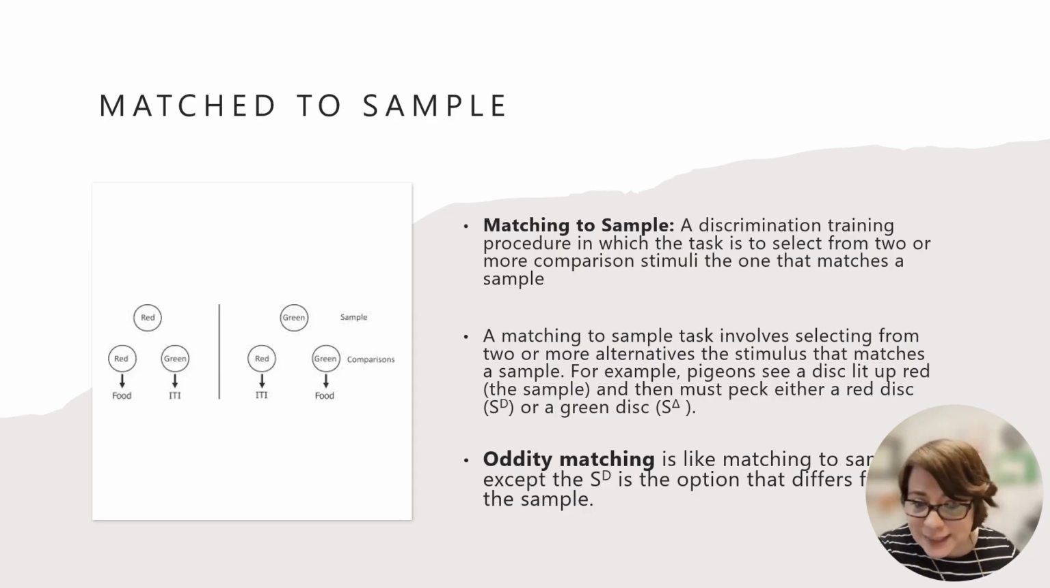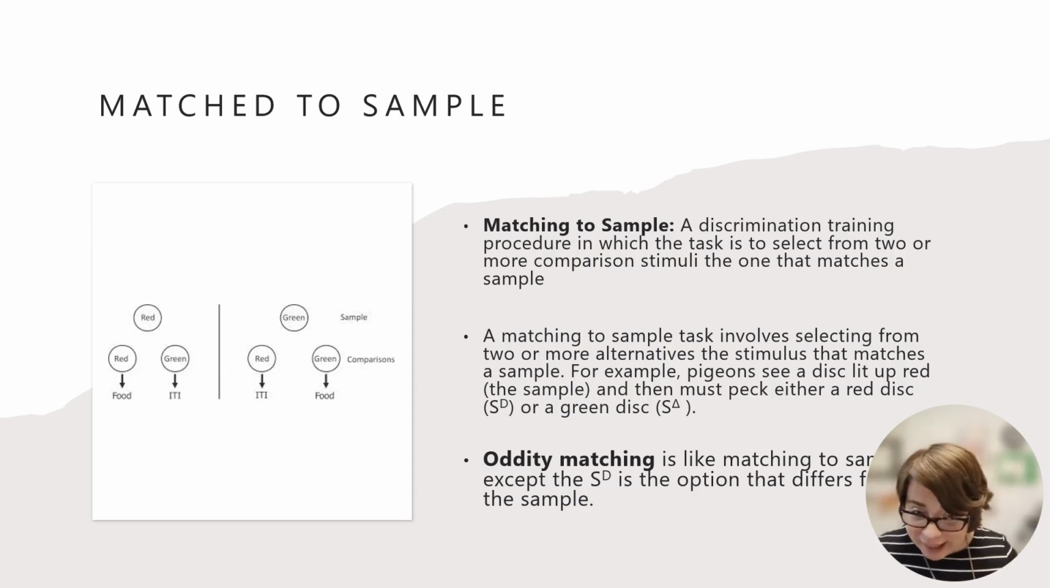A matching to sample task involves selecting from two or more alternatives a stimulus that matches the sample. For example, pigeons see a disc light up red, which is the sample, and then they must choose from either a red disc or a green disc. And if they successfully choose the matching red disc, they get reinforcement.